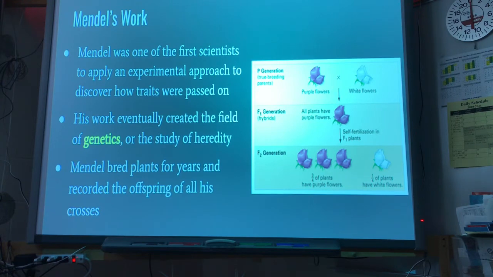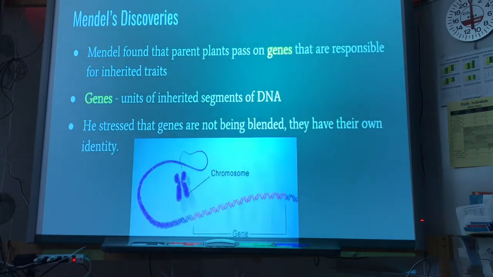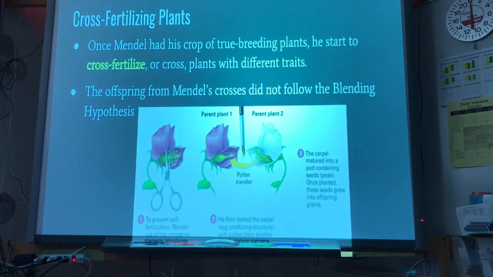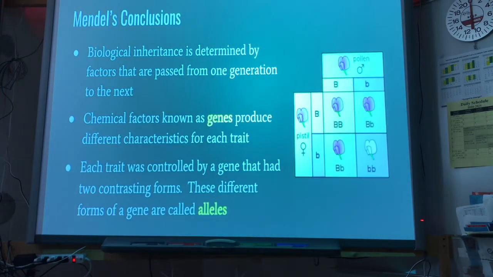So that white flower, that recessive trait that was hidden or masked in the parent generation, or the F1 generation, showed back up. Okay, so we had this idea of dominance. Again, great lengths: he cut off the pollen producing parts. He covered them with bags so they wouldn't pollinate themselves.